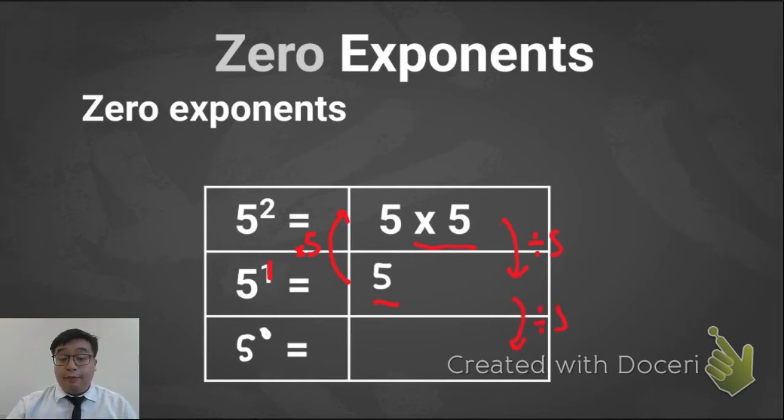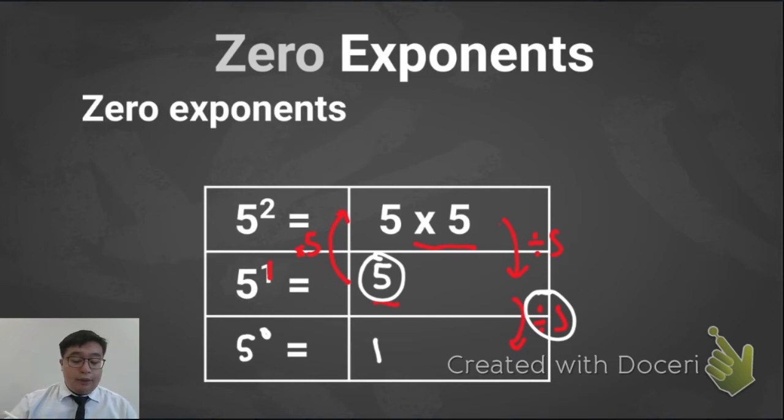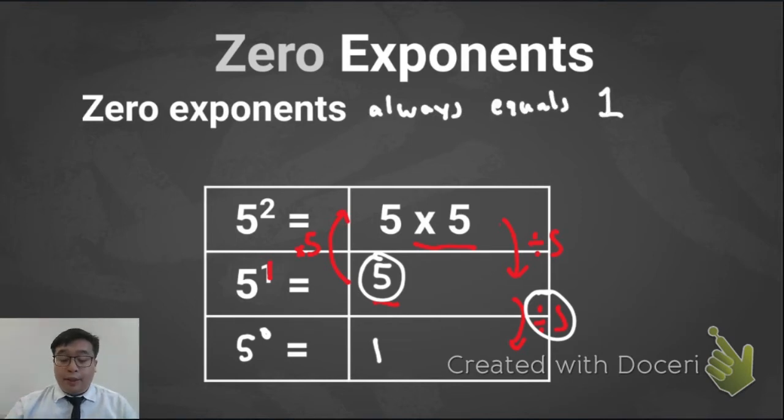So what's 5 divided by 5? What would 5 to the 0th power be? 5 divided by 5 is going to equal 1. Notice how this works for any number. When I go from the first power to the 0th power, I'm always dividing a number with itself. And any number divided with itself is always going to equal 1. So 0 exponents always equal 1.